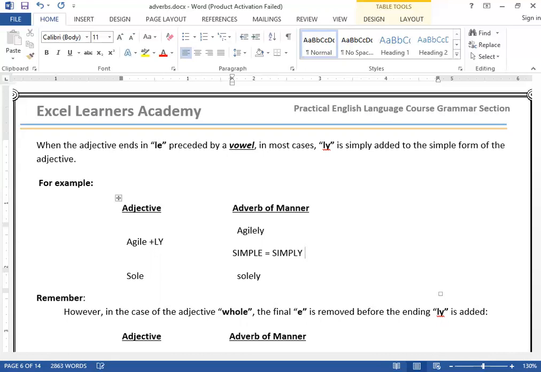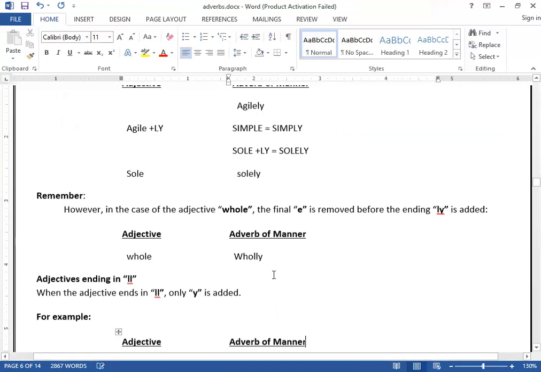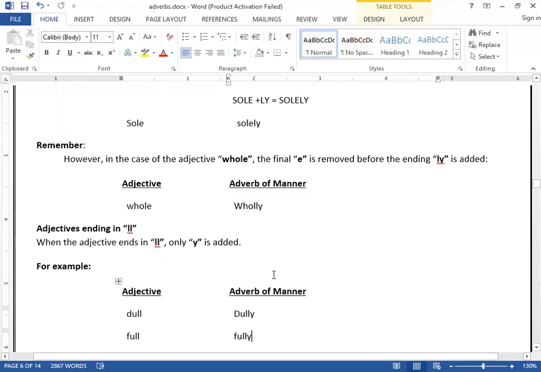But as we say, sole, S-O-L-E. It ends with LE. But what is before LE? Vowel. We will not remove E or anything from here. Simply we will add LY, which is equal to solely. Clear? So there is another form of adverb of manner. All right. Another thing. This is one exceptional thing.